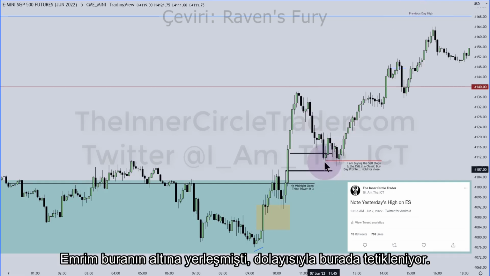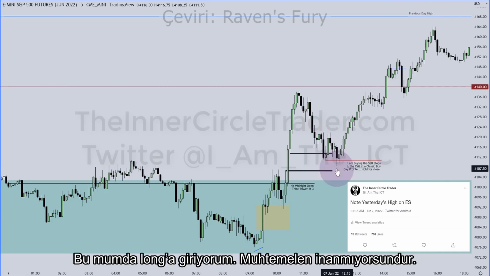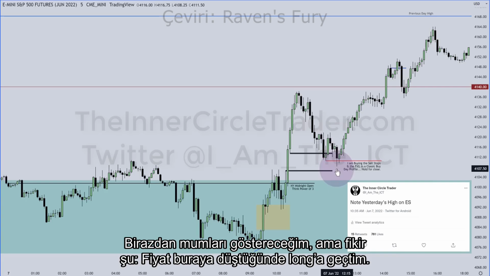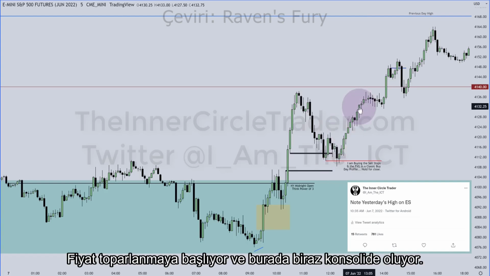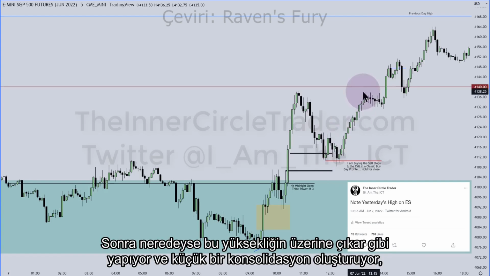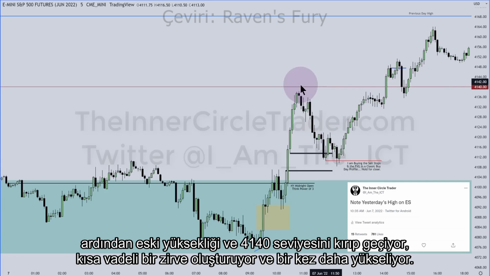My order, as it's underneath here, I fill right here. I'm buying it on this candle right there. I know you probably don't believe me. I'm going to show you the candlesticks in a minute. But I drop down into it. I go long there, and then I wait for it to rally up. So it starts to rally up, and it consolidates a little bit in here, and then starts to almost come out above this high, and it creates a small little consolidation, and then pumps through the old high and the 4140 level.